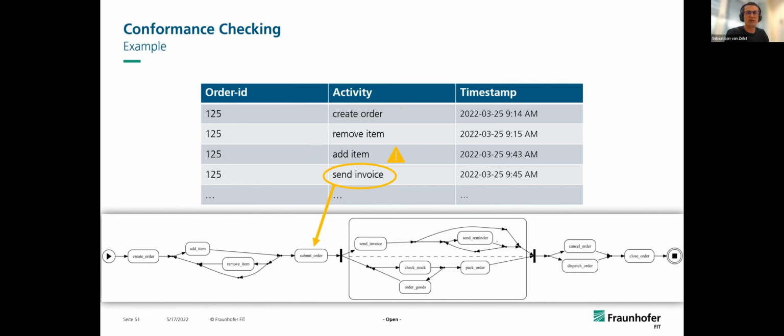Another example would be that in sending the invoice, we observe that again, there's no order submitted. So this would be a problematic case if we assume that the model on the bottom is an accurate representation of what we want the process to be. This is important to take into the back of your mind. If you use a different model, you can get very different conformance statistics.